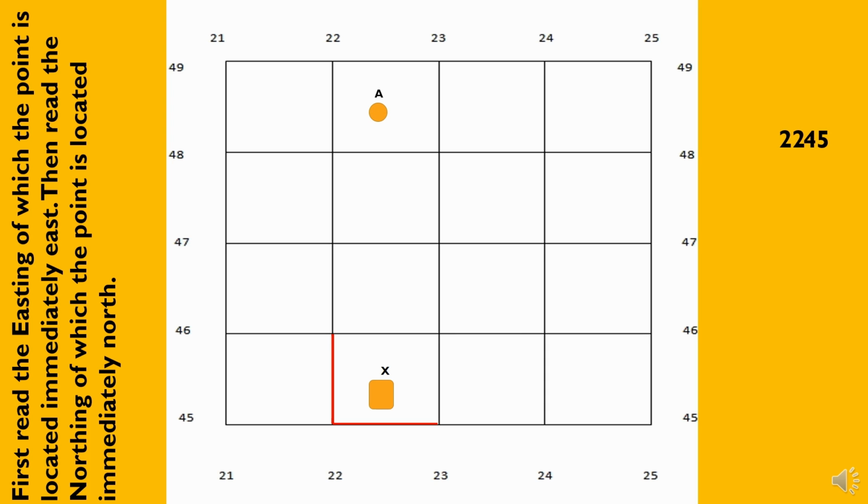Our 4-figure grid reference for A is 2248, since A is immediately east of Easting 22 and immediately north of Northing 48.